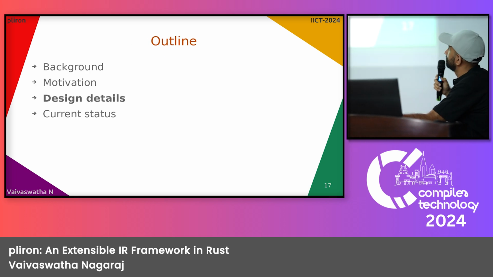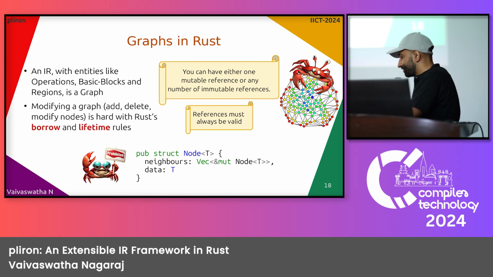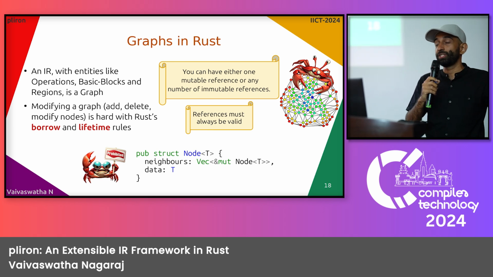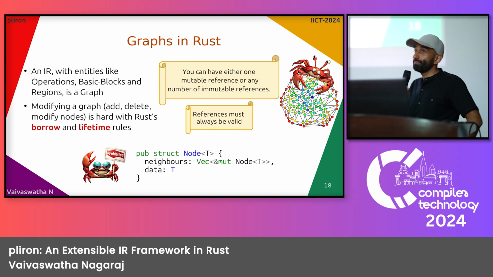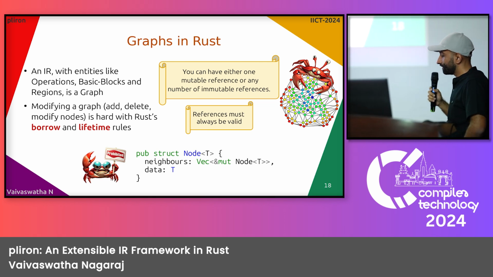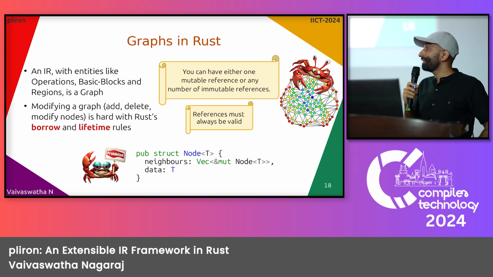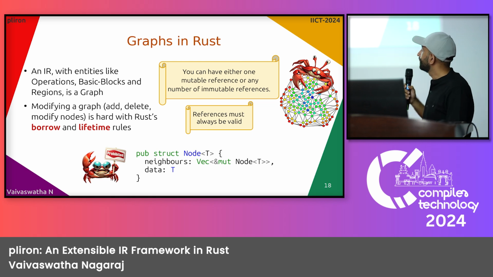So we'll now look at some design details of pliron itself. Let's start with graphs in Rust. Rust's memory safety guarantees primarily come from its borrow checker. The borrow checker is a static analyzer, or static checker, that enforces certain rules on the program that the Rust compiler is compiling. And the 2 rules that it has: when you have an object, you can either have one mutable reference to it, or you can have any number of immutable references, but not both. And the second rule is that all references must always be valid. You can never have dangling references or dangling pointers.